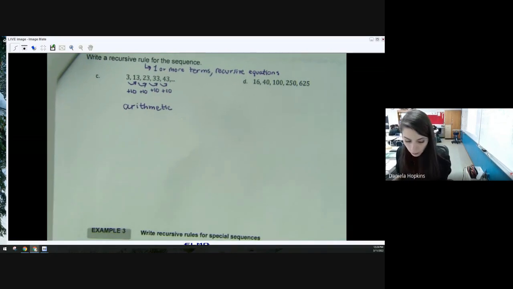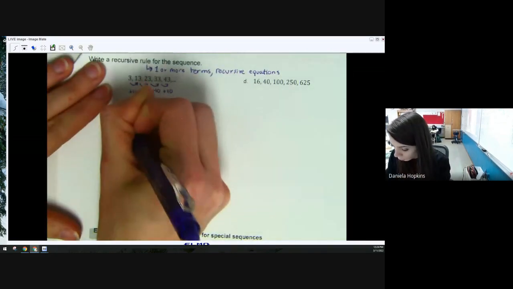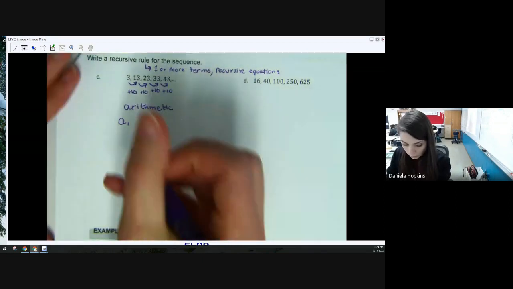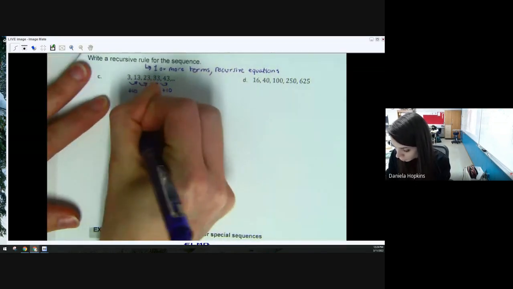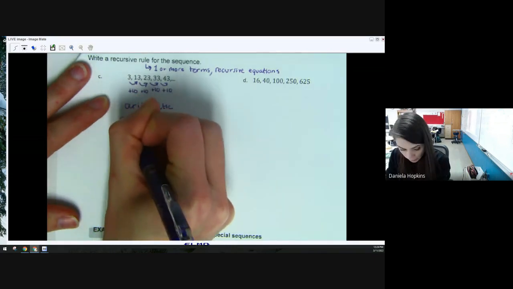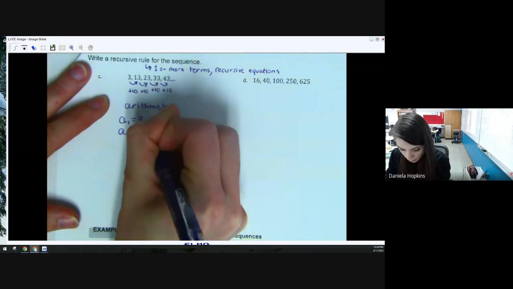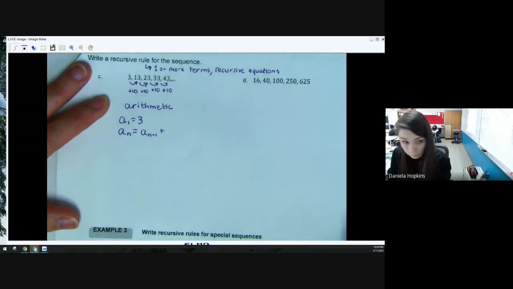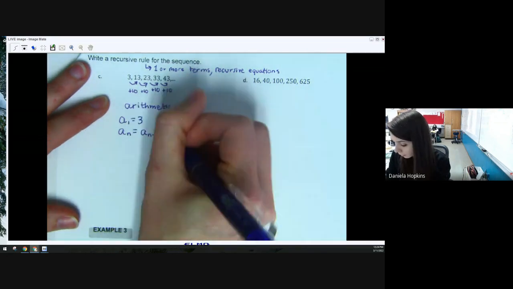So since it's arithmetic, I know then that my recursive rule would be my first term, which is 3. And my rule would be a sub n equals a sub n minus 1 plus my common difference, which we identified as 10.